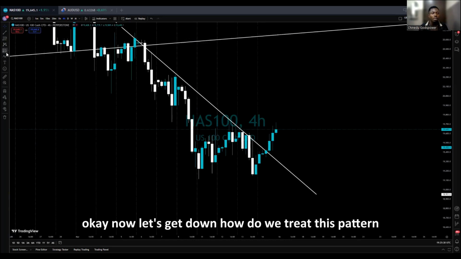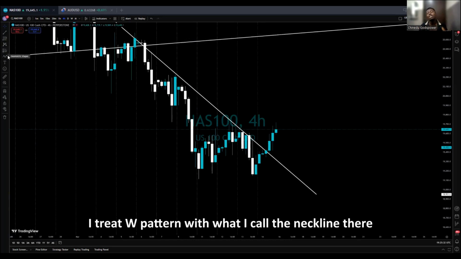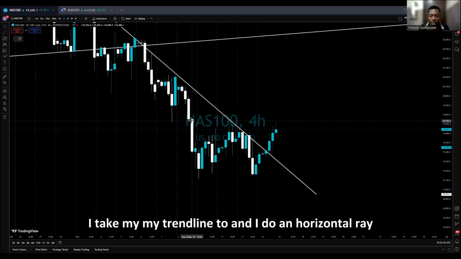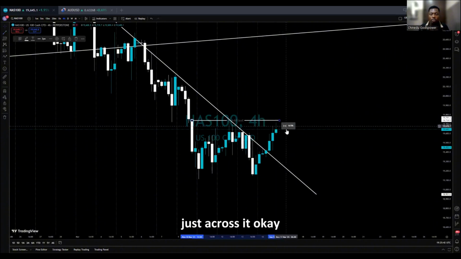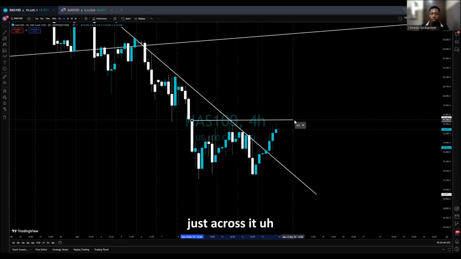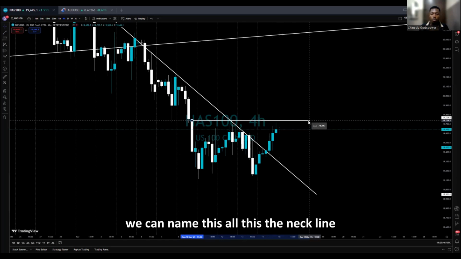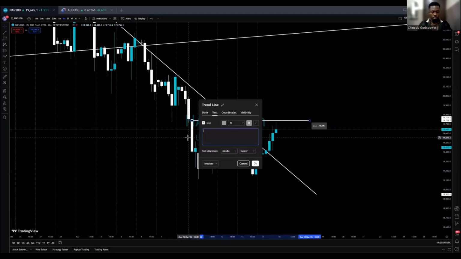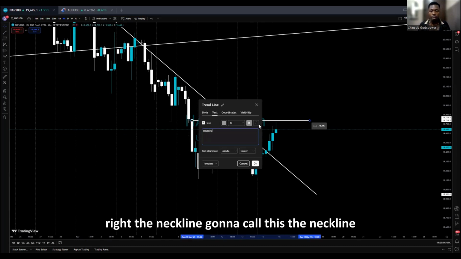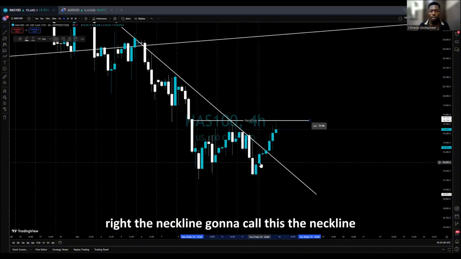Okay, now let's get down. How do we trade this pattern? I trade the W pattern with what I call the neckline. Okay, I take my trend line too, and I draw a horizontal ray just across it. Just across it, okay? We could name this, call this the neckline. Right, the neckline. I'm going to call this the neckline.